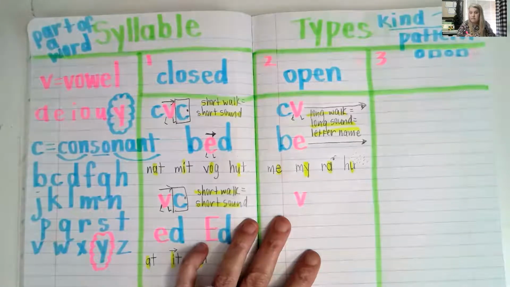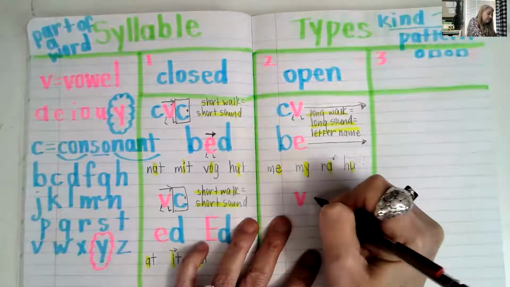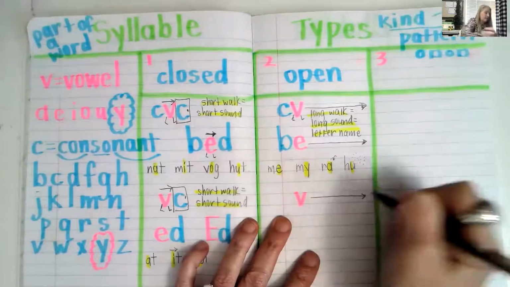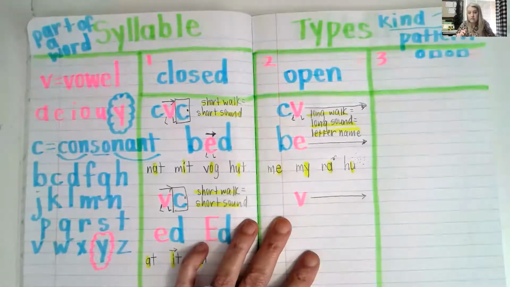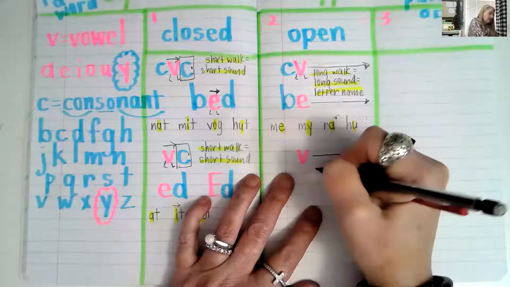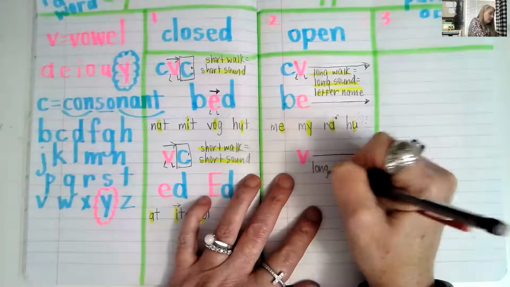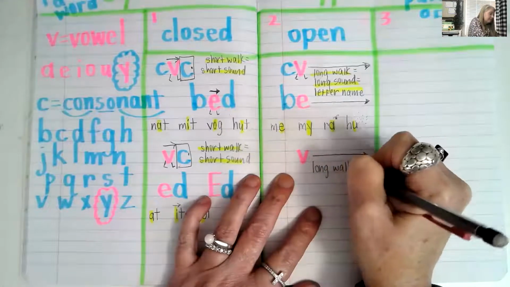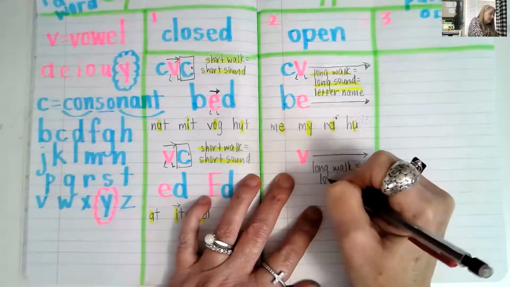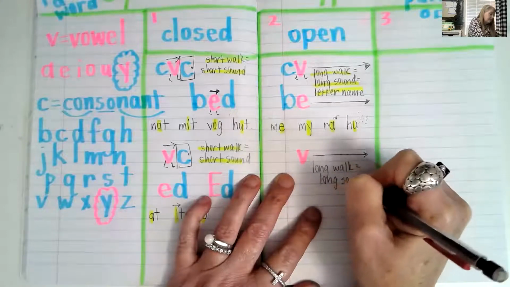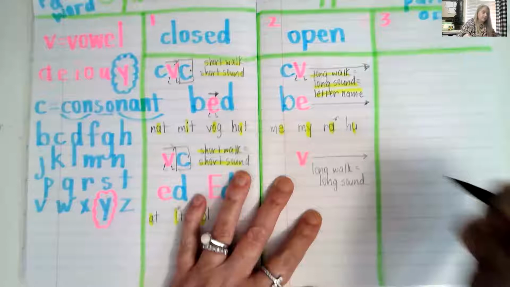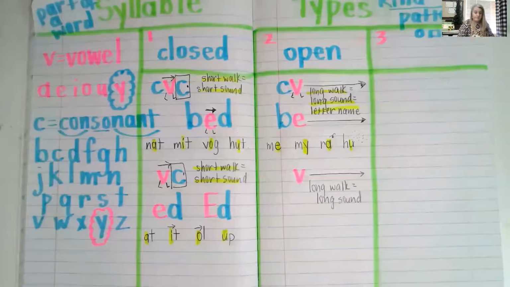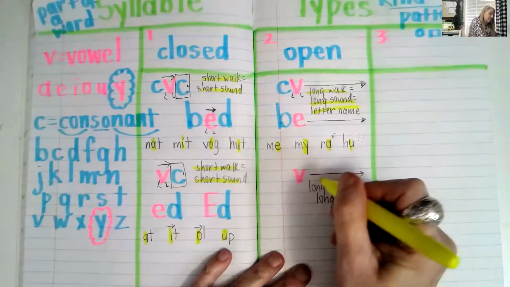What's that? That's when it's just a vowel by itself. There's nothing closing it in. Long walk, long sound. Let's write it. Long walk equals long sound, which is the letter name. Let's highlight that in yellow.